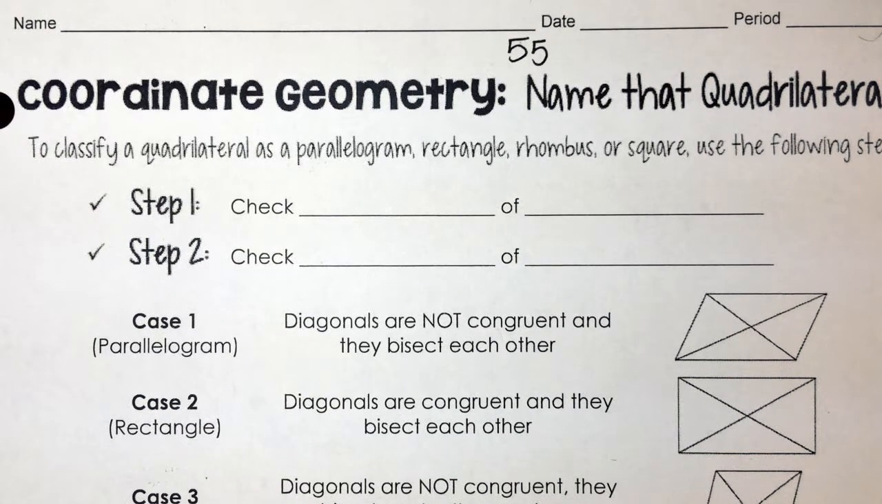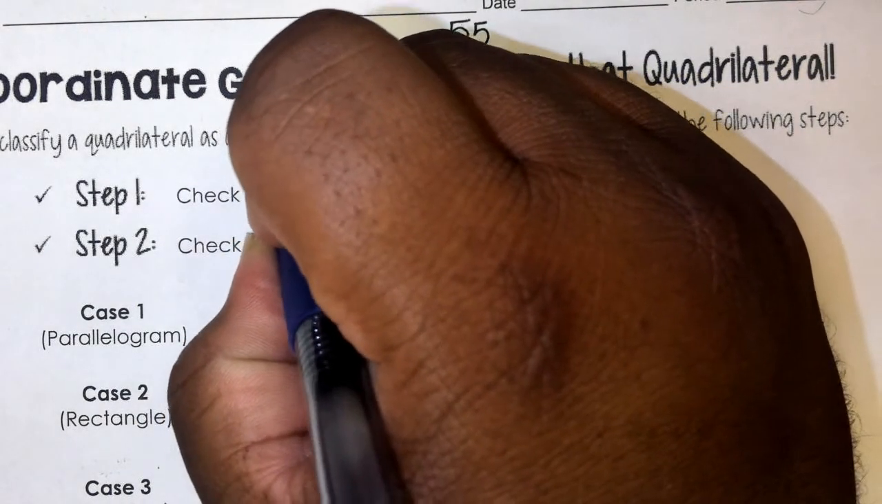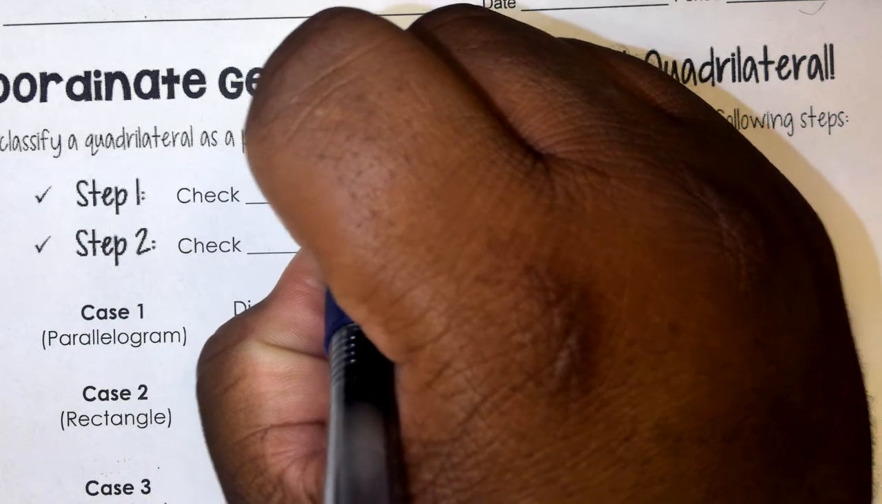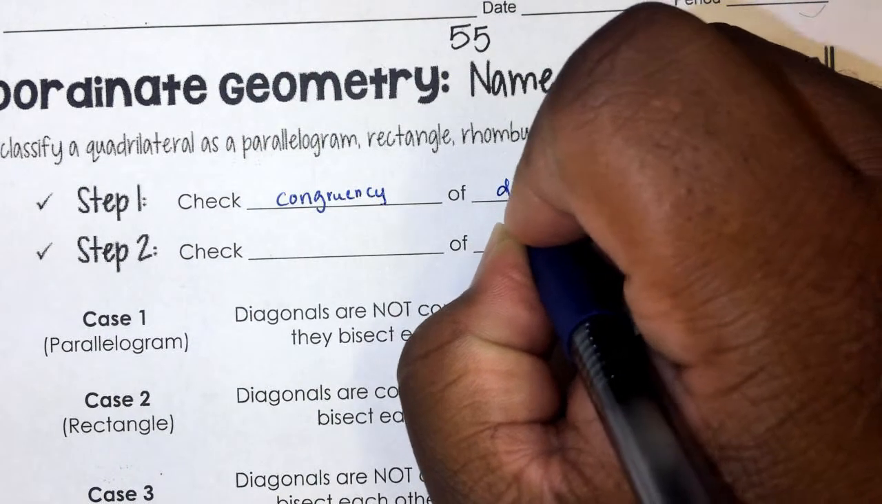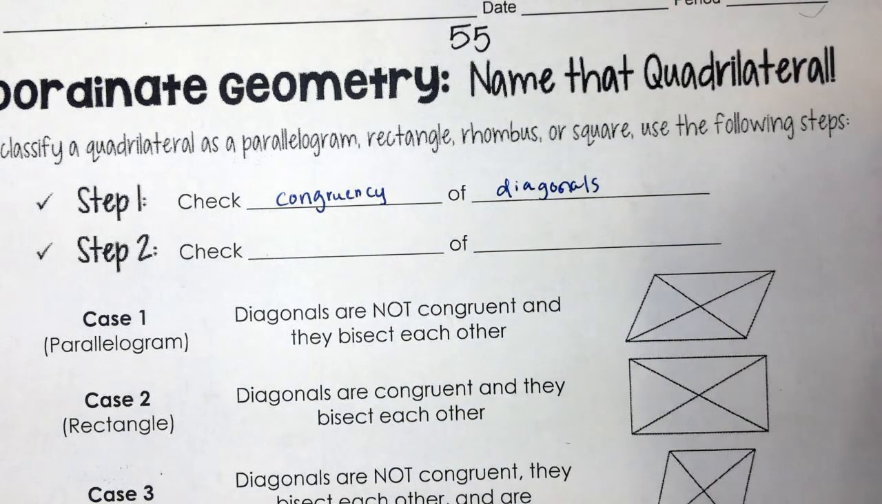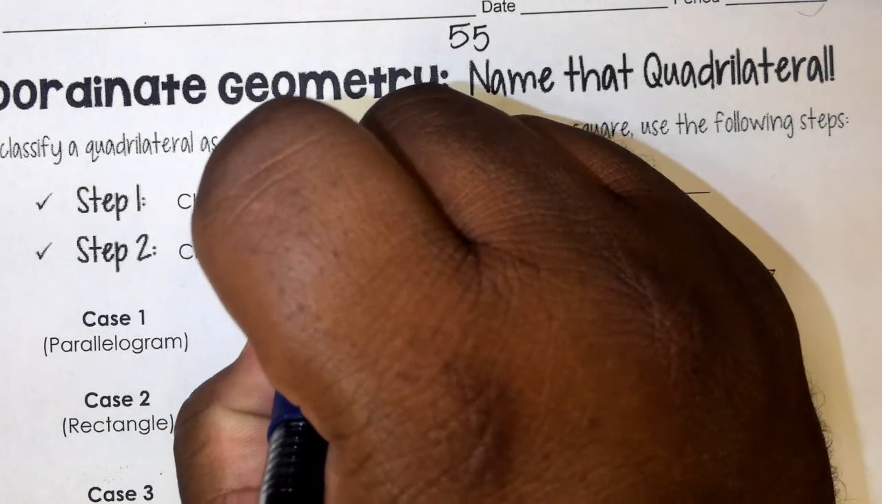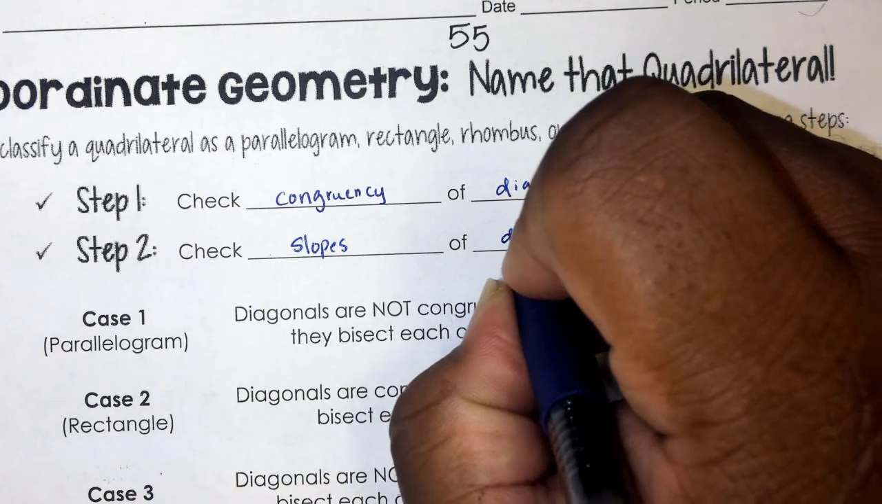So these notes today, coordinate geometry, we named that quadrilateral. I'm going to classify a quadrilateral as a parallelogram, rectangle, rhombus, or square using the following steps. Step 1, check congruency of diagonals. Step 2 is to check the slopes of diagonals.